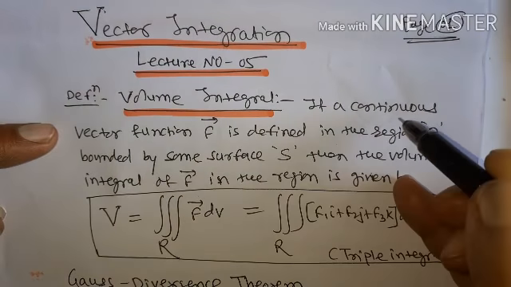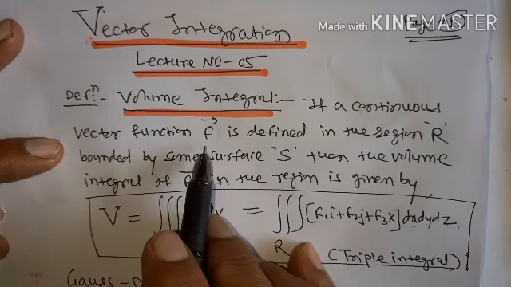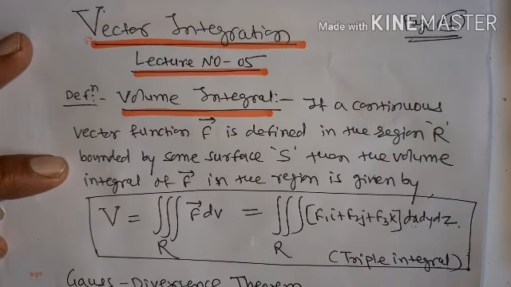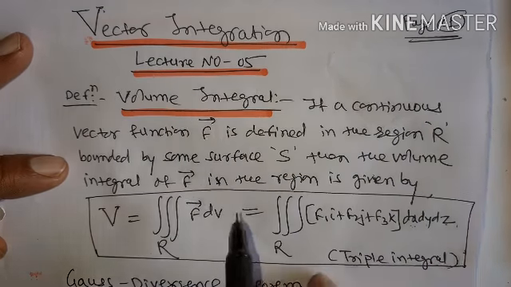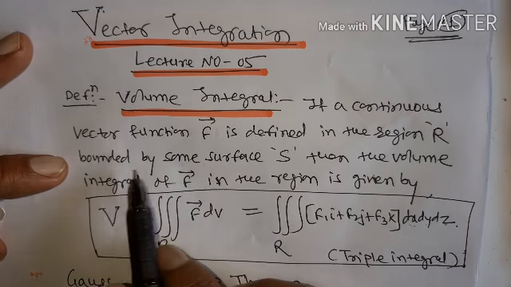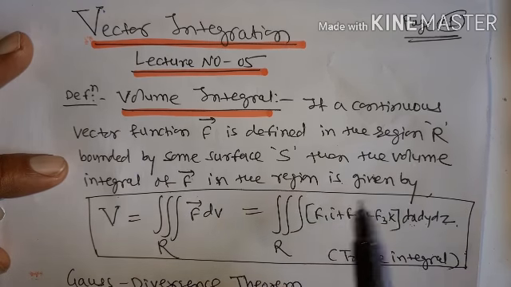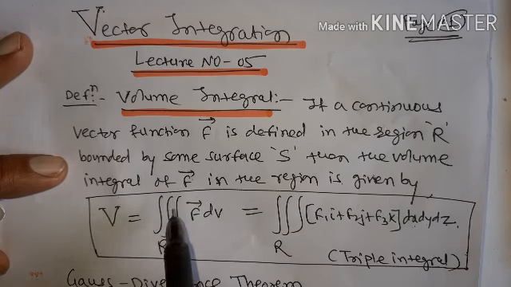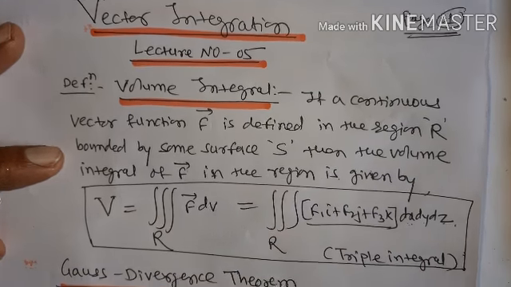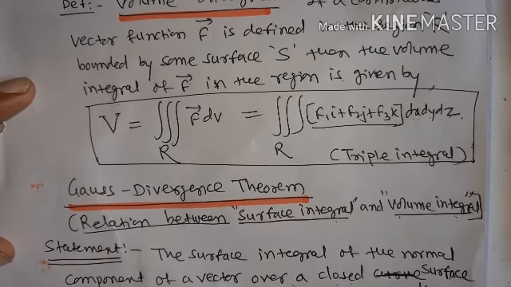What is a volume integral? If a continuous vector function f bar is defined in the region R bounded by some surfaces, that I have shown in one figure to you, then the volume integral of f bar in the region is given by phi equal to triple integral f bar dv. F bar is this vector. How to evaluate a triple integral, that we have seen already.